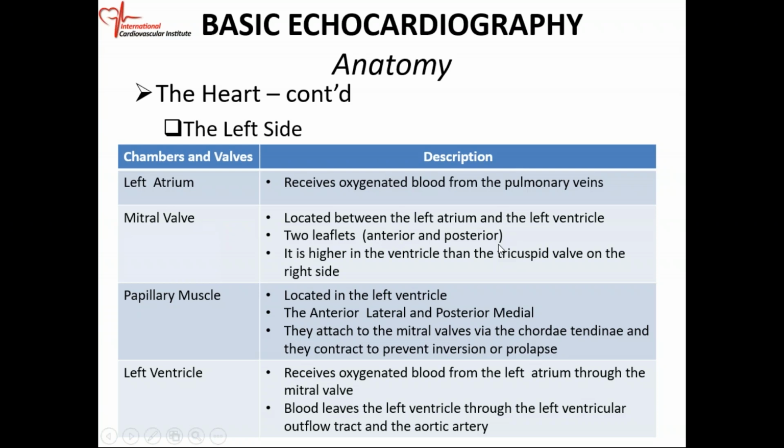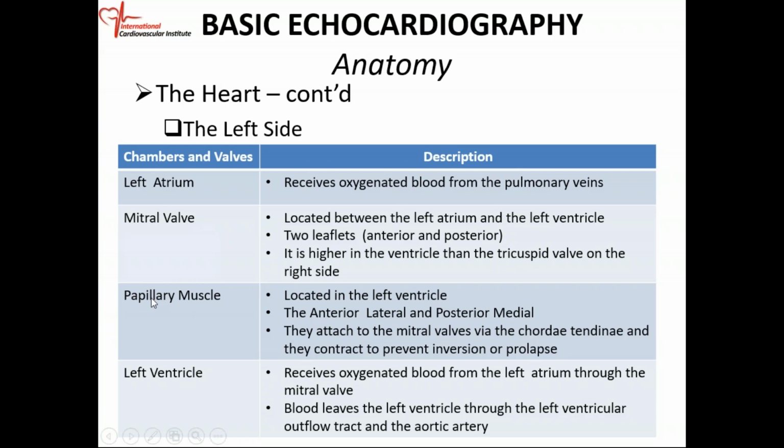Okay, they're anchored into the ventricle via the papillary muscles. The mitral valve is usually higher in the ventricle than the tricuspid valve on the right side. Very important method to distinguish the left side of the heart from the right side of the heart. The AV valve which is lowermost in the ventricle is going to identify the tricuspid valve and the right ventricle.